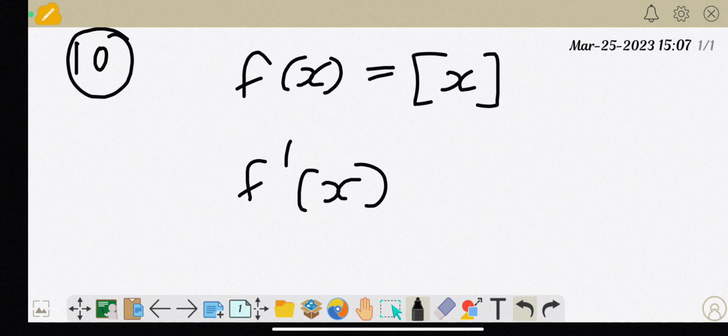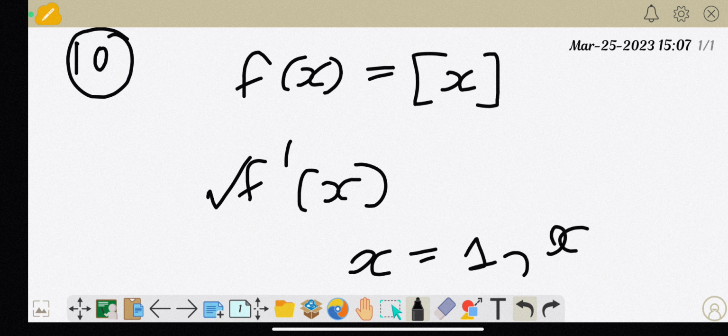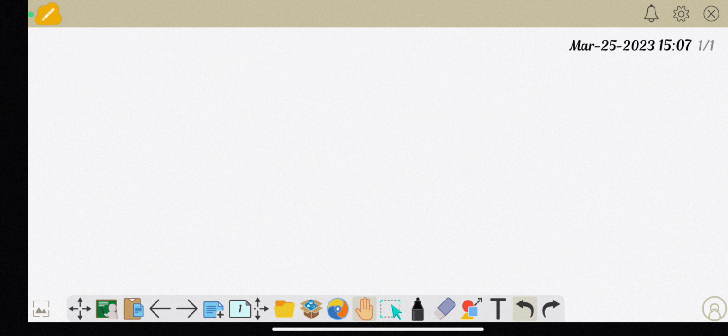Okay, so this was our question. f of x is equal to mod x, and we want to prove that f dash of x is not differentiable at x equal to 1 and x equal to 2. So now what we need to do is prove it, so let's use the definition of differentiation.